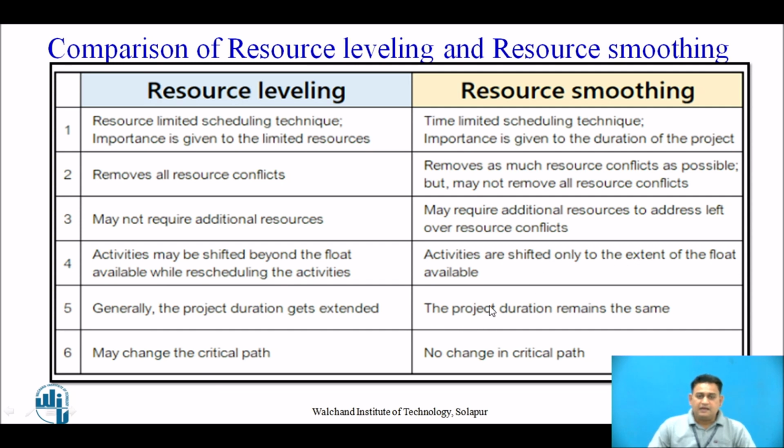So the project duration is going to remain the same in resource smoothing, but this is not observed in resource leveling, because here the resource limitation is there, but the time limitation is not there. That's why it is clear that here the project duration may extend, but there the project duration may remain the same. Once there is a change in the project duration, there may be a change in the critical path, but in resource smoothing, as we are maintaining the earlier declared project duration, there may or may not be a chance of changing the critical path. So this is the overall difference between resource leveling and resource smoothing.